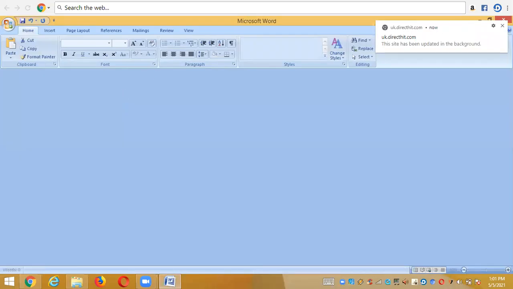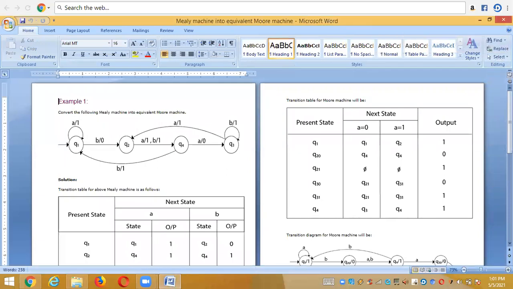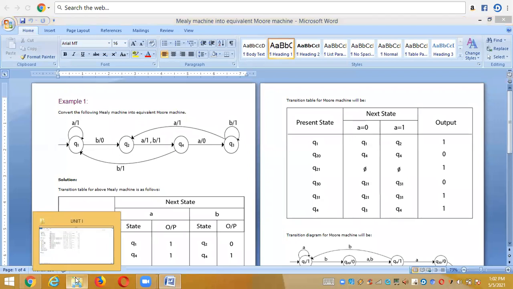The next concept is, up to now, if the input is in Moore, we convert it into its equivalent Mealy. Now if the input is Mealy, then see how to convert it into its equivalent Moore.